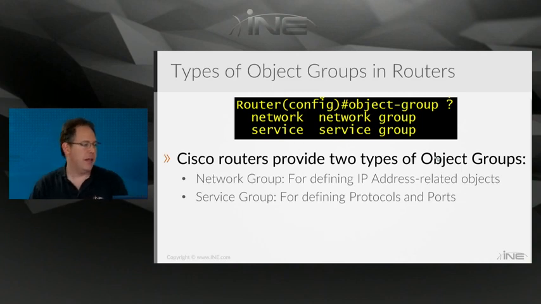A service group is for defining all the other stuff that you would normally put in your access control entry. So not your addresses, but everything else: your high-level protocol like IP, TCP, UDP, EIGRP, that would all go into your service object group. Your TCP and UDP port numbers like 23 and 443 and web and www, that would all go into your service group.